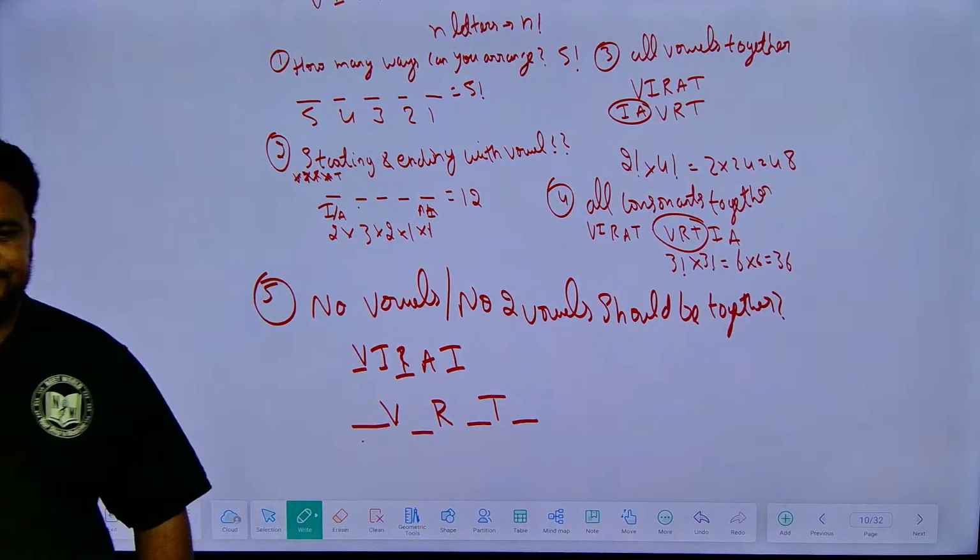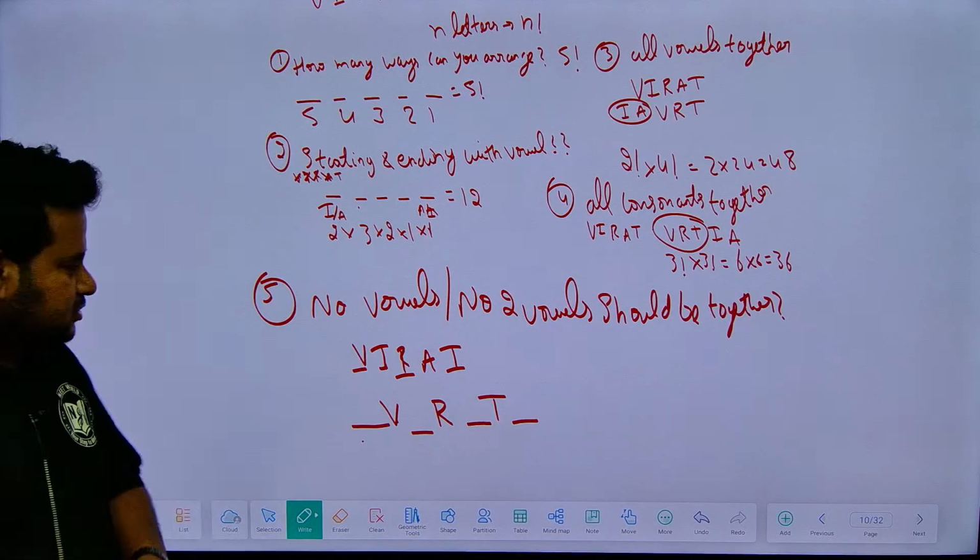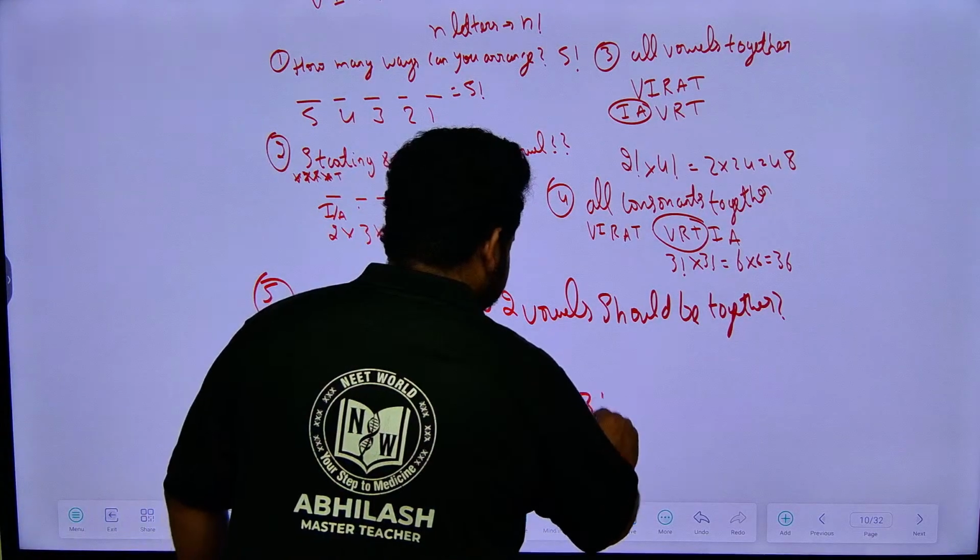Think correctly. 3 ways or 3 factorial ways? 3 factorial is the correct. Okay. 3 factorial is correct. Always you should think about factorial. So, this is 3 factorial ways. This can be arranged in 3 factorial ways.